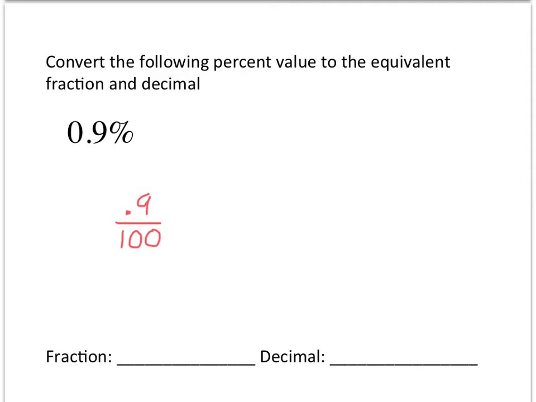I can get rid of that again by multiplying both the top and the bottom by 10, essentially moving the decimal place to the right by 1, and this would then give me 9 over 1,000. Now I notice that 9 only is divisible by 1, 3, and 9. 3 and 9 do not divide 1,000, so this would actually be my simplified fraction, 9 over 1,000.